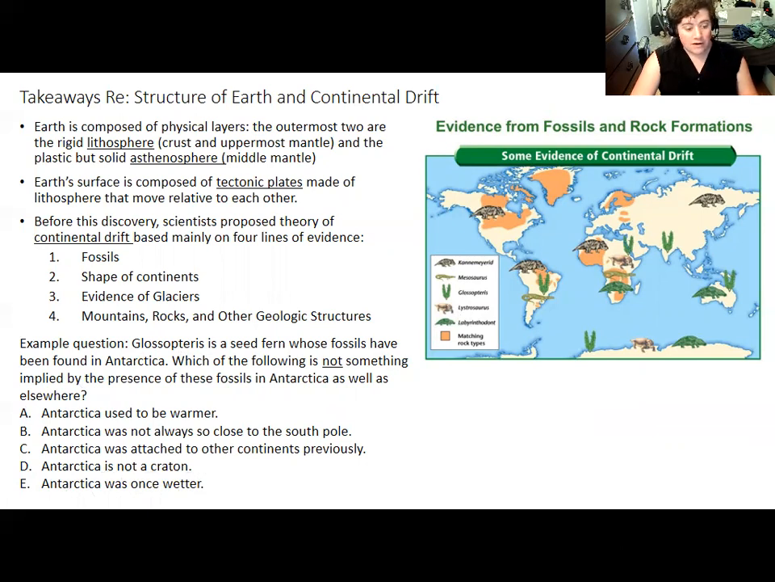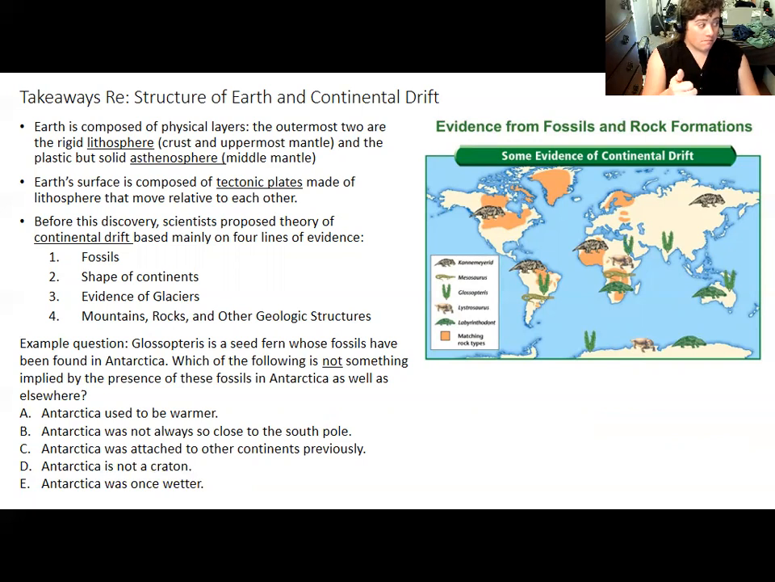C, Antarctica was attached to other continents previously. D, Antarctica is not a craton. E, Antarctica was once wetter. And indeed, the answer is D, because Antarctica is indeed a craton. It's a piece of continental crust that has been together since the Precambrian, but that's sort of true regardless of whether you find Glossopteris fossils or not, and that doesn't really directly have to do with any of this.